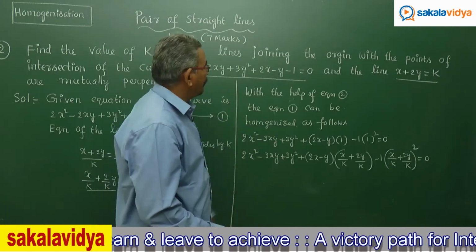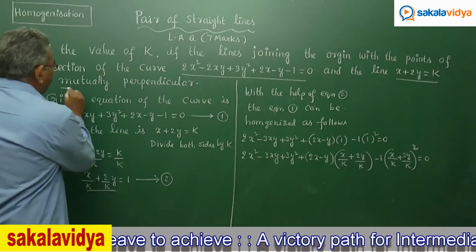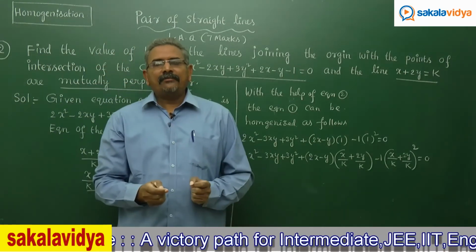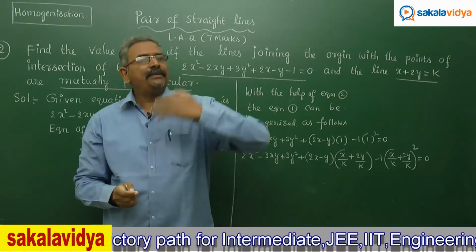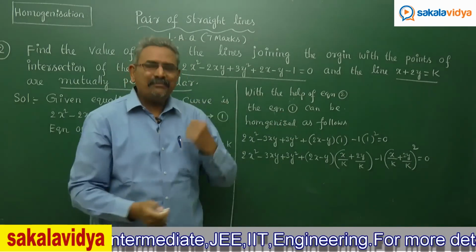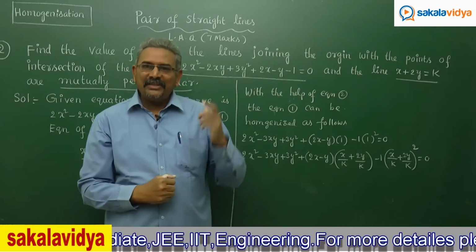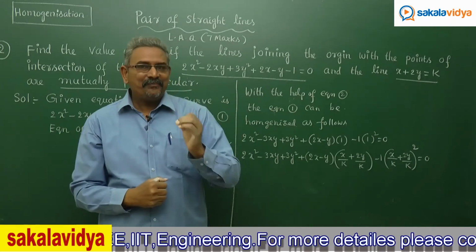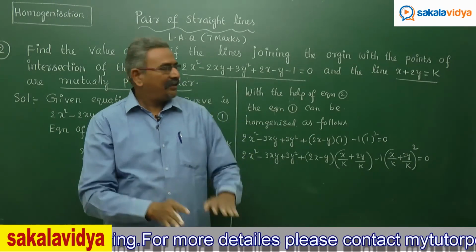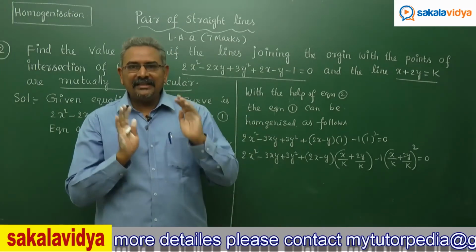As for the condition here, for mutually perpendicular lines, we need to add the x square coefficient and the y square coefficient, and that is equated to 0, so as to get the k value. That is all. So now we have to just pick up the x square coefficient and the y square coefficient. That is enough. The problem becomes very easy.